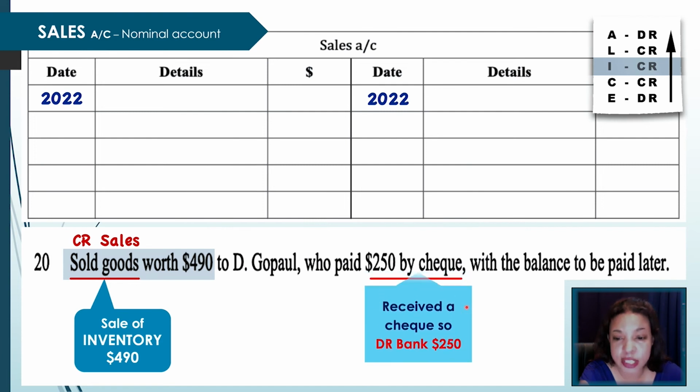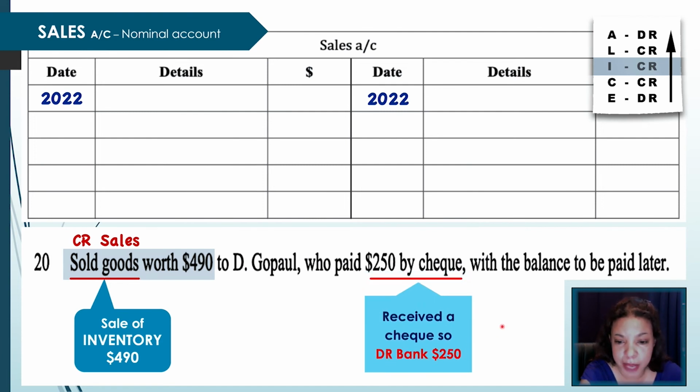Every time you see check, that means bank. What happened with bank? Did we receive or did we pay? Since we sold goods, we received money. How much did we receive? $250. So bank is going to be debited because we received money, right? So we can make a little note of that, but just remember, this is our focus when we go into the account.